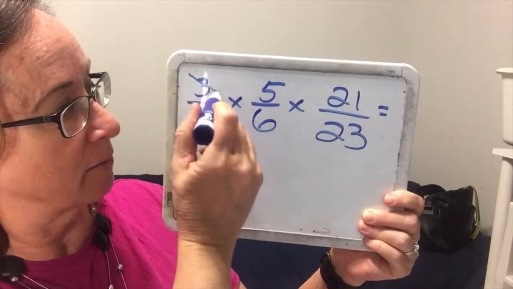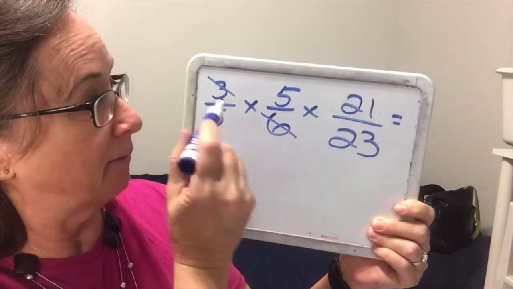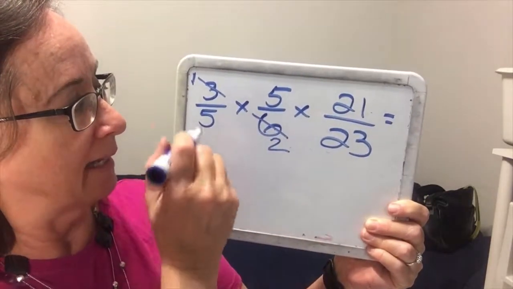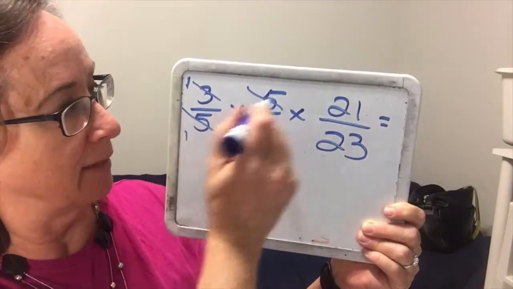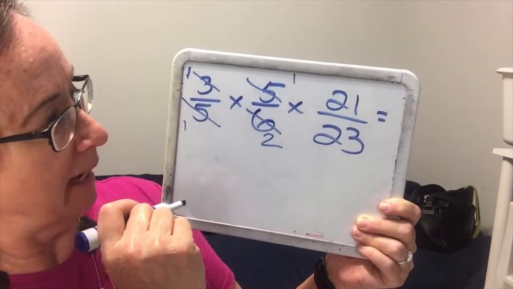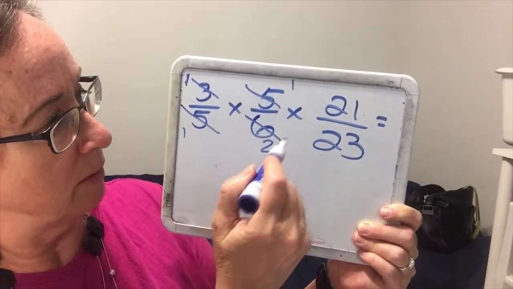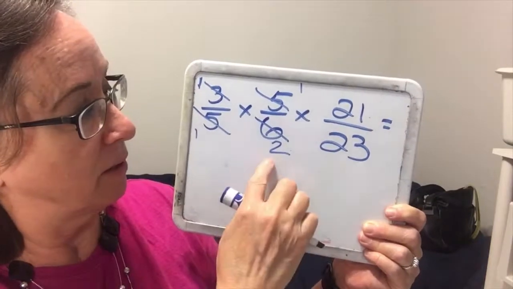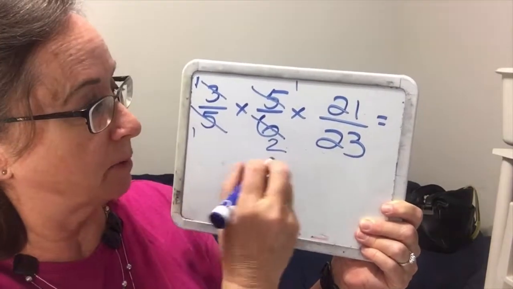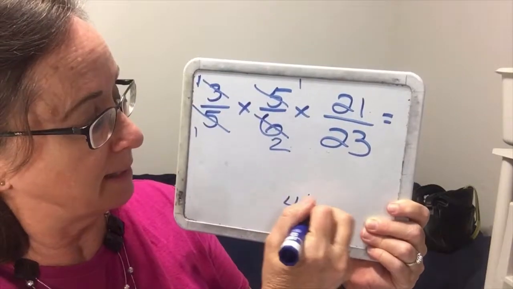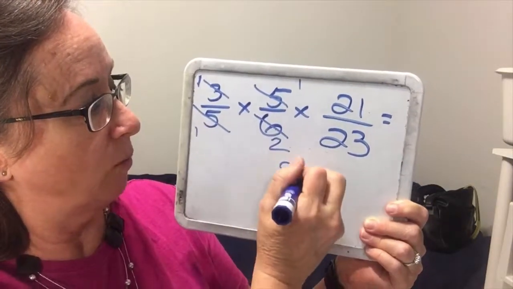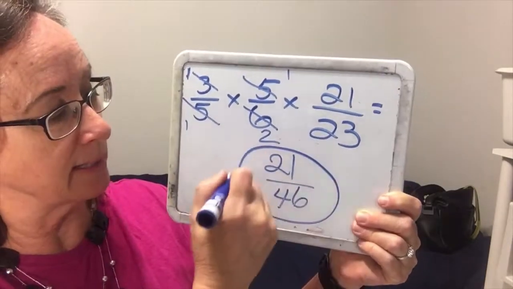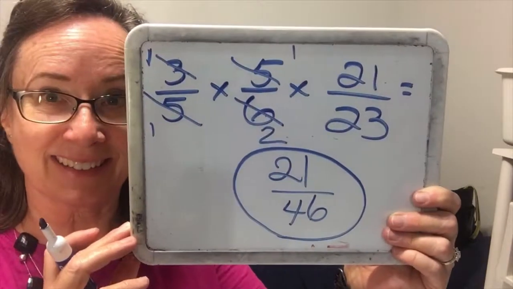We could cancel the 3 with the 6, but then I would have to divide both by 3 and get a 1 and a 2. I can cancel the 5 and the 5, just leaving 1s. And then I have only got a 2, a 21, and a 23. So now the 2 and the 23 are on the bottom. I multiply those together and get a 46 on the bottom and a 21 on the top, because everything else is a 1, and 21/46 is my answer.